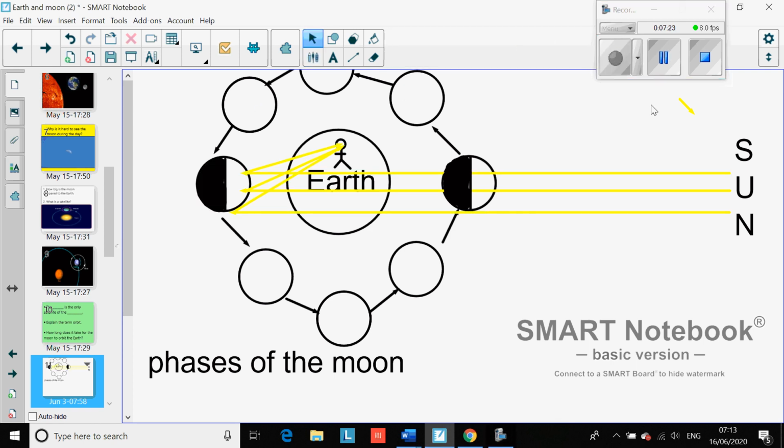Okay, welcome back. So now the moon has moved round the Earth, and now the sun's beams hit the surface of the moon, bounce off the surface of the moon and into your eyes. That's how we see it. But of course, we can't see this side. So to us, it appears as a full moon, because we can see this entire side here.